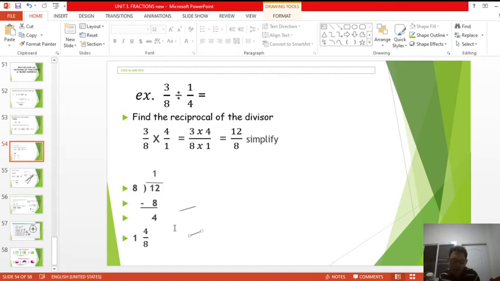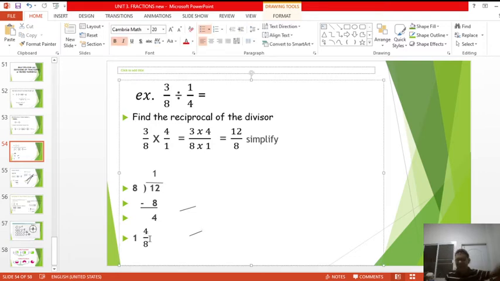Because what you've learned is that when you have an improper fraction, to simplify it you just divide the numerator by its denominator. So we get 12 divided by 8, right? So what happened here? That is 1 and 4 over 8. But you forget that this 4 over 8 can still be simplified. That's always the problem there.